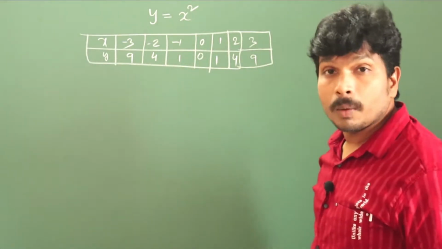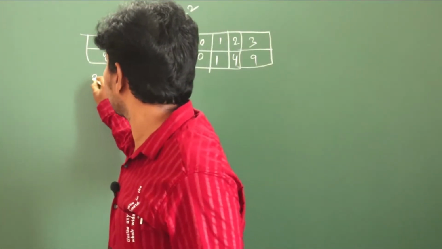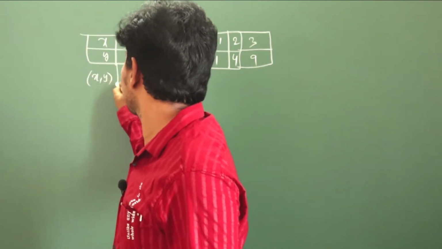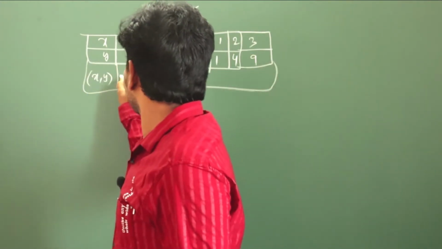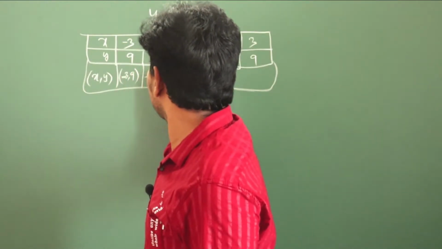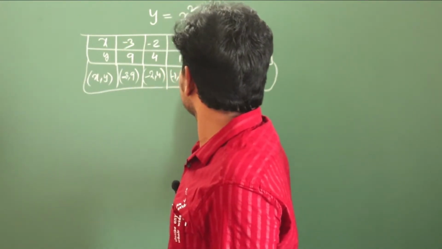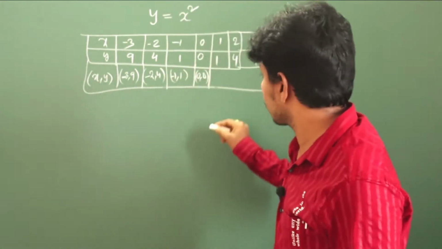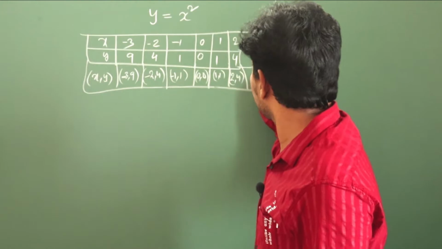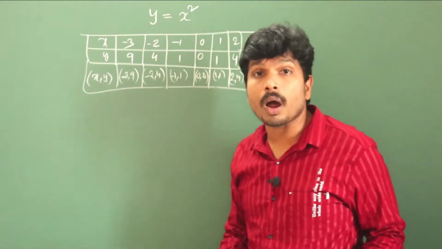Now observe your ordered pairs. Now you are getting some ordered pairs or points. Those points are x comma y. What are the x comma y values? Minus 3 comma 9 is one point. Minus 2 comma 4 is one point. Minus 1 comma 1 is one point. 0 comma 0 is one point. 1 comma 1. 2 comma 4. 3 comma 9. These are the points. These points you plot on the graph.